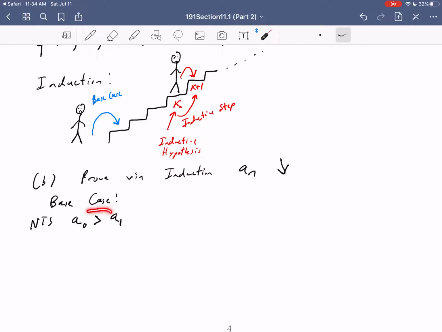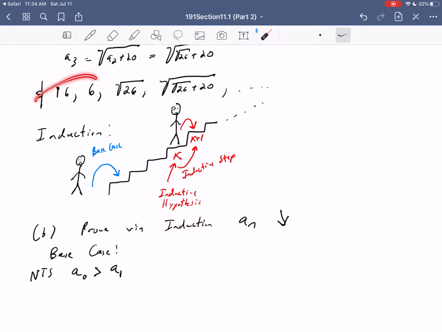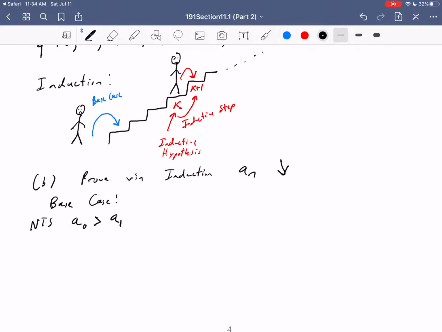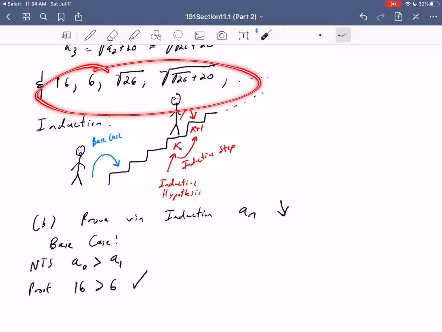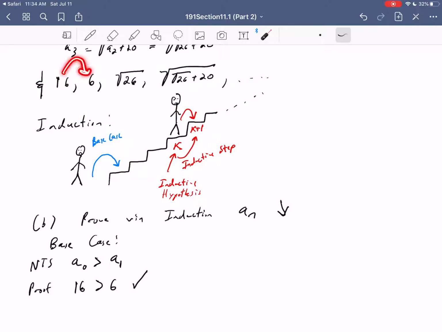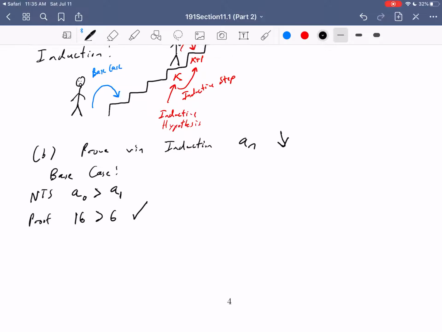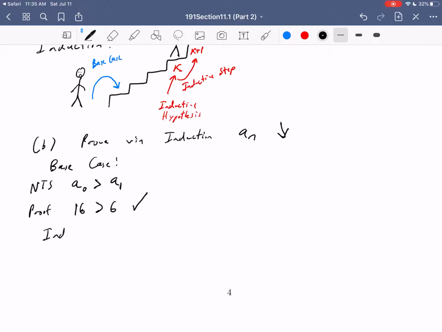How are we going to do that? Well, this is literally the first step, so we can just check. We wrote out the first few values. So our proof here is that 16, which is a sub 0, is indeed greater than 6, so we're all good. So the first step of our sequence, which is why we wrote out those sequence values at the beginning, is a decrease. So we've got our base case. So now we're going to do our inductive step.